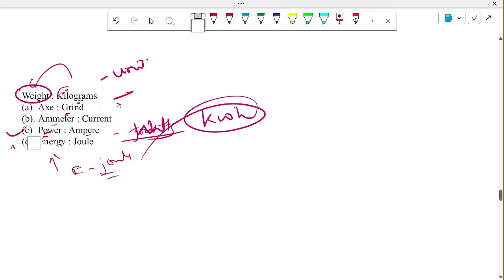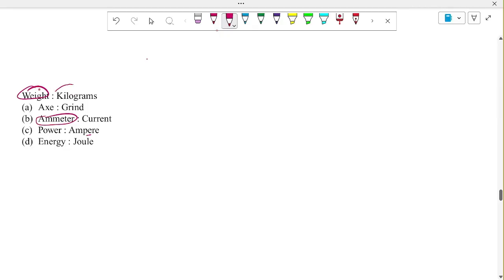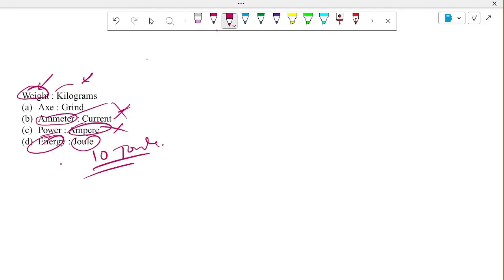This cannot be the answer. Which one? B cannot be the answer. It is because they have given an instrument and then the physical quantity. This is an instrument, but here you will be measuring weight using kilogram. Means if somebody asks you what is the weight, you will tell it is kilogram. If somebody asks you what is ammeter, do you say current? No. If somebody asks you how much power is used, do you say in amperes? No. If someone asks you how much energy is used, you will say around 10 joules, right? So answer for this is D.